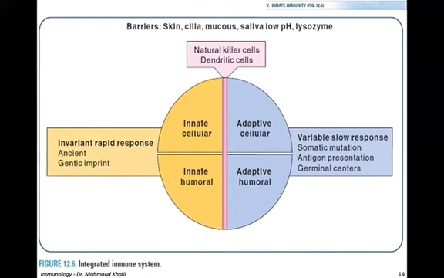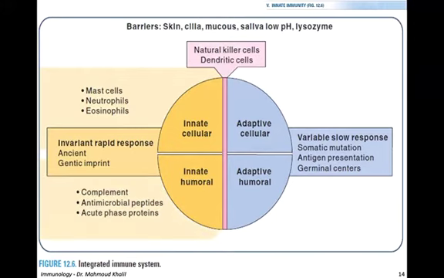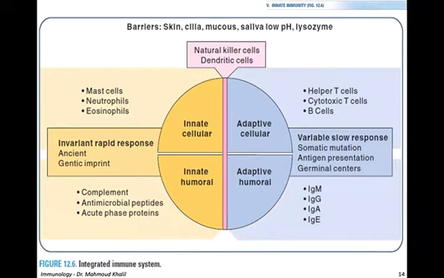Natural killer cells and dendritic cells always play a connecting role between both types of the immune response. For the innate cellular, you can see the main players beside the macrophage: the mast cells, the neutrophils, the eosinophils. For the innate humoral, you can see the complement proteins, the antimicrobial peptides, and as well the acute phase proteins. For the adaptive cellular immune response, of course, the helper T cells, the cytotoxic T cells, and of course the B cells, which after that will form the antibodies. For the adaptive humoral branch, of course, the antibodies with the different types: G, M, A and E.